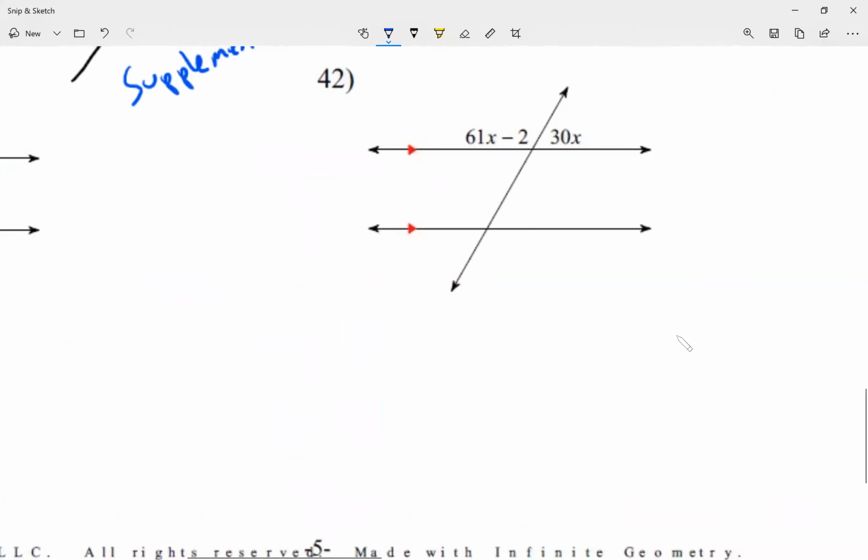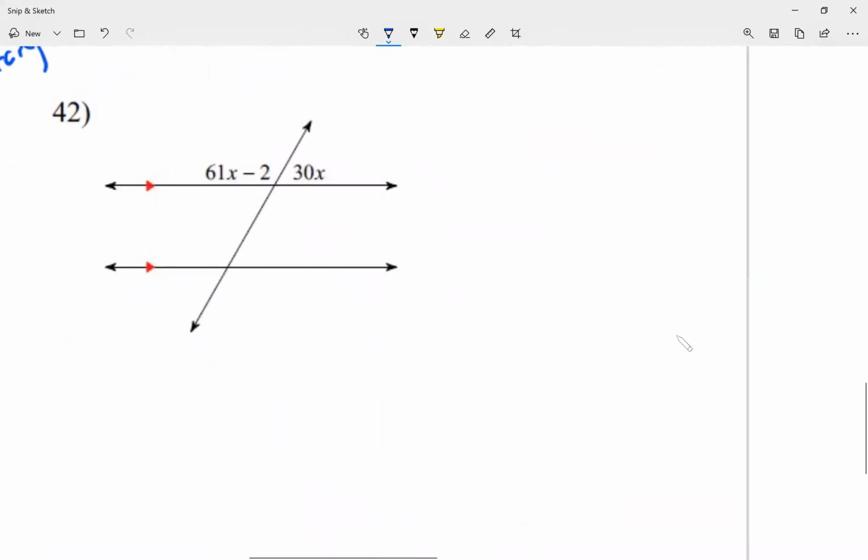Cool. Let's take a look at question number 42. These are also adjacent, so I'm just going to add everything. 61x minus 2 plus 30x equals 180.